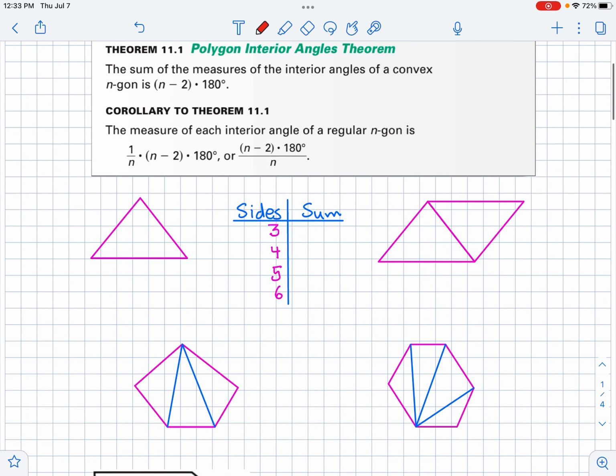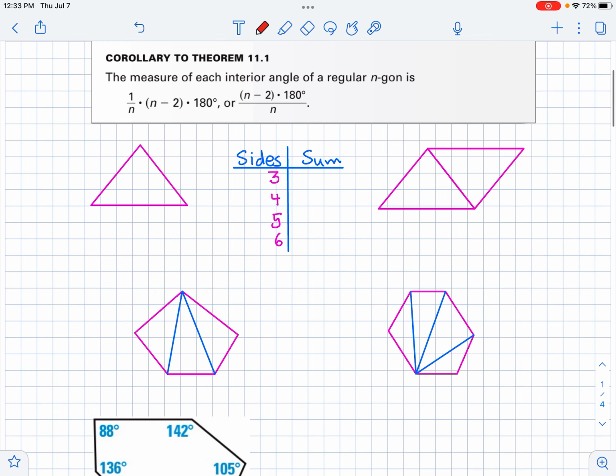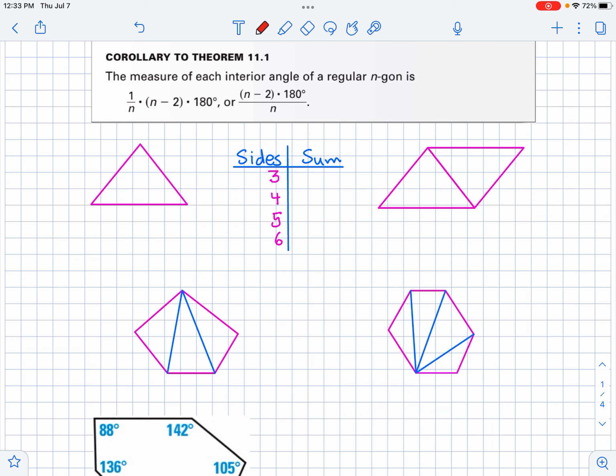Now, what we want to do is figure out a way to calculate the sum of the interior angles of polygons. In other words, I want to know what the sum of all the angles in the polygon are. Now, we already know that for a triangle, that sum is 180. So let's look at this. Let's go ahead and put that down. 180 degrees. That's for a triangle.